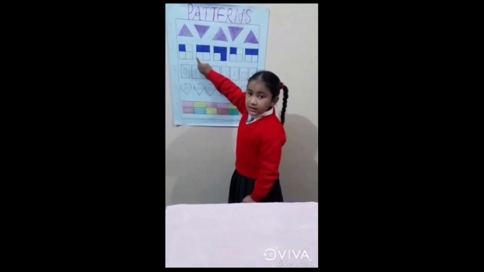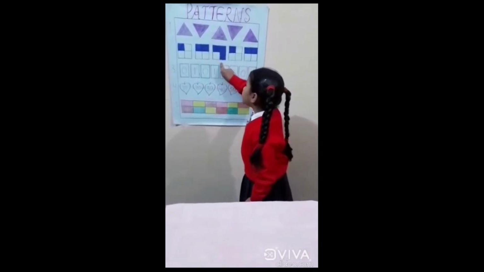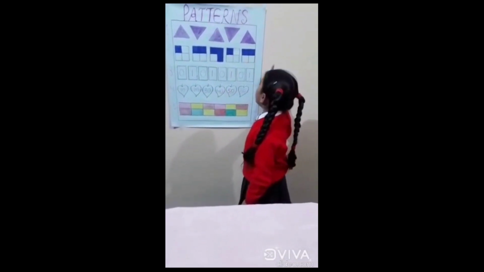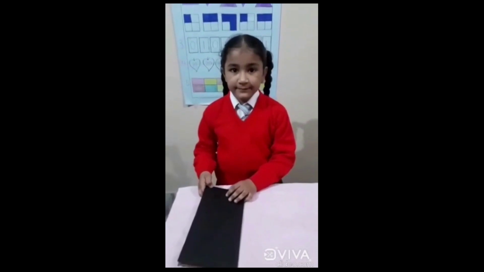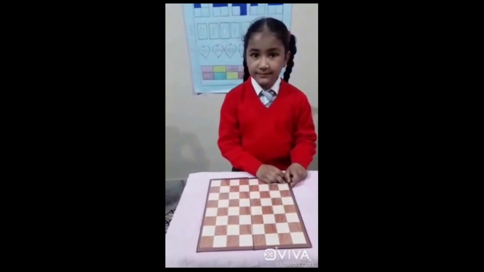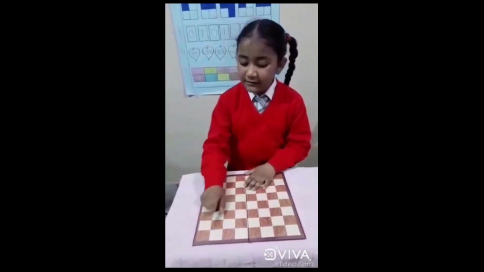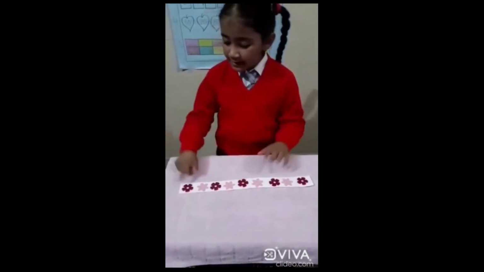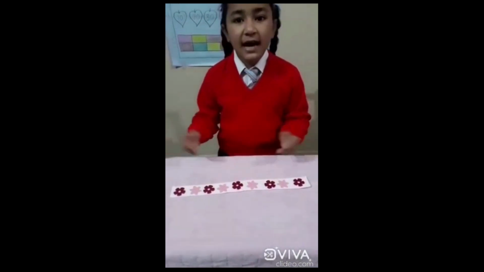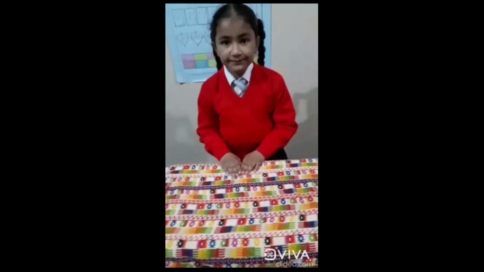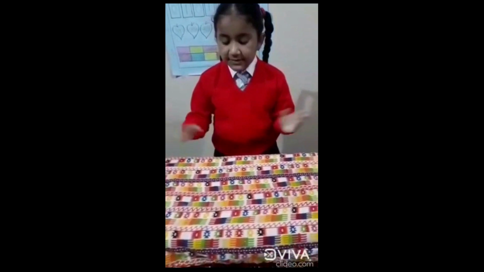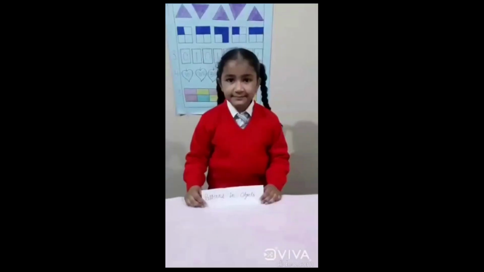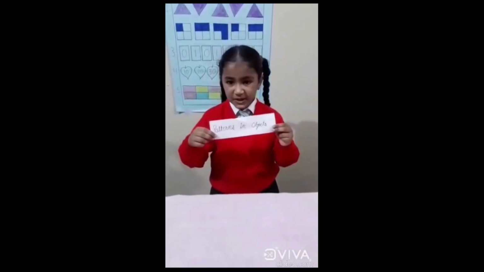First 1 color, then 2 color, then 3 color, again 1 color, 2 color, 3 color. Here is a chessboard. Here brown and white squares are in pattern. Here red and pink flowers are in pattern. This is a cloth. We will see some beautiful patterns. Now patterns in objects.